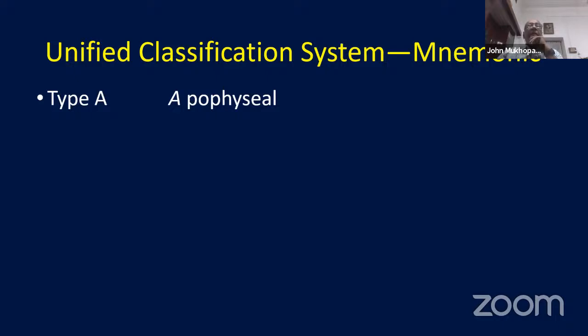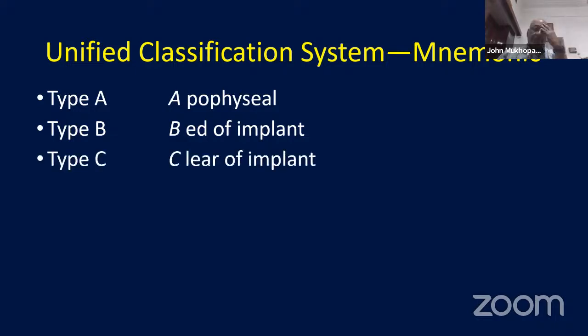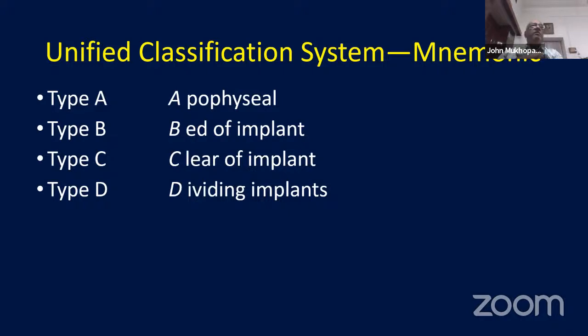A remained the type A, which was the apophyseal fracture. Type B remained the type B, which was through the bed of the implant, irrespective of where the implant was. So if it was around the knee, it would be the femoral component, or around the tibia, the tibial component. The femur in a total hip would be the femoral component. The type C was where it was clear of the implant.